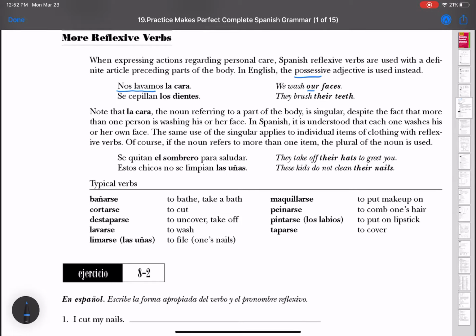Same thing with like our teeth, right? So we would say they brush their teeth. There is your possessive, whereas in Spanish, they will use a reflexive. So se cepillan los dientes, which is they themselves brush the teeth, okay? Note that la cara, the noun referring to the part of the body, is singular despite the fact that more than one person is washing his or her face, right? In Spanish, it is understood that each one washes his or her own face.